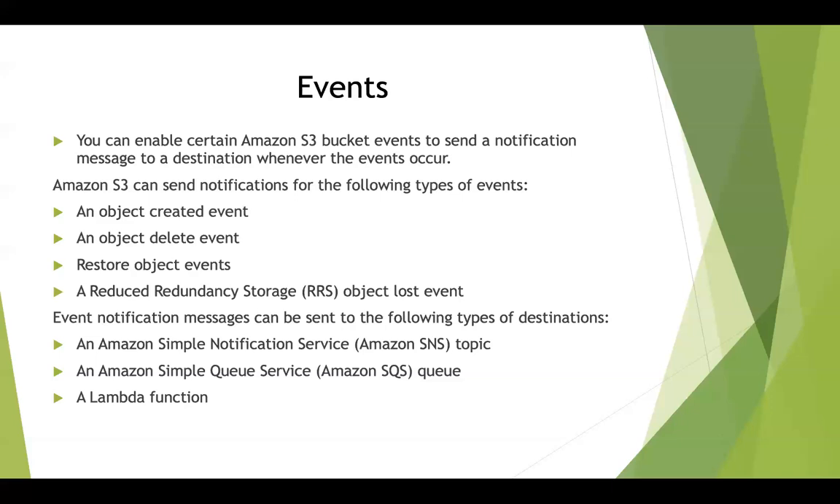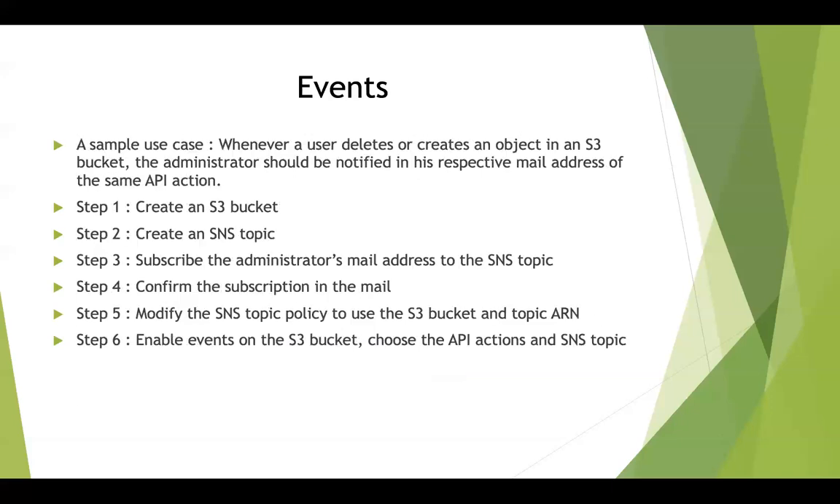So we are going to look at this use case wherein whenever a user deletes an object or creates an object in S3, the administrator should be notified by mail of the same API action. Okay. So we are going to create an S3 bucket. We are going to create an SNS topic. We are going to subscribe the administrator's mail address to the SNS topic. And then we are going to confirm the subscription in the mail. And then we are going to modify the topic policy to use the S3 bucket and the topic ARN. And then we are going to enable events on the S3 bucket, choose certain API actions such as deletion or creation, and then choose the SNS topic.